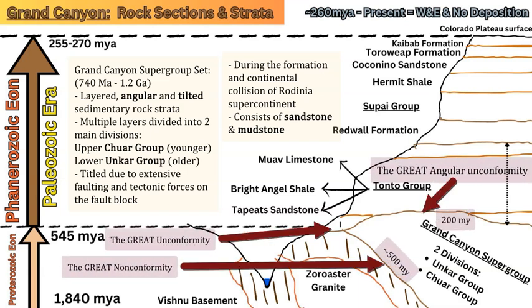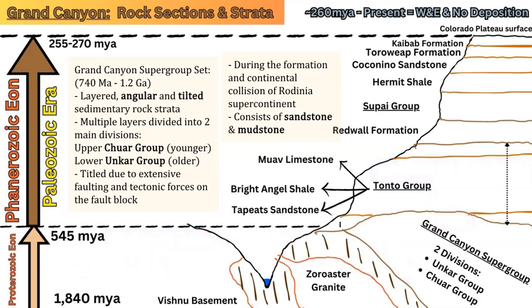So there is an unconformity between the metamorphic basement rocks, the Vishnu schist and the gneiss, and the supergroup, of around 500 million years. Then we have an unconformity above the supergroup, where there's a layer of erosion that separates the supergroup rocks from the Paleozoic sedimentary strata. That is about 200 million years, and that's part of the Great Unconformity, which I'll get to later on.